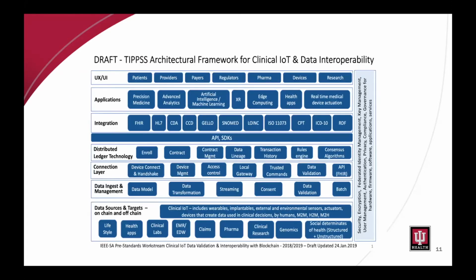So this is the draft architectural framework we came up with. As you can tell, we start off with the end user interface, where people use the system, who the actors are, and move down the stack to the data sources and targets themselves. On the right, you will see a lot of the work we've done for base technologies, starting with security and encryption to make sure that data is accurate and has integrity throughout the entire stack. So there's a lot to digest here. The IEEE paper is pretty huge.